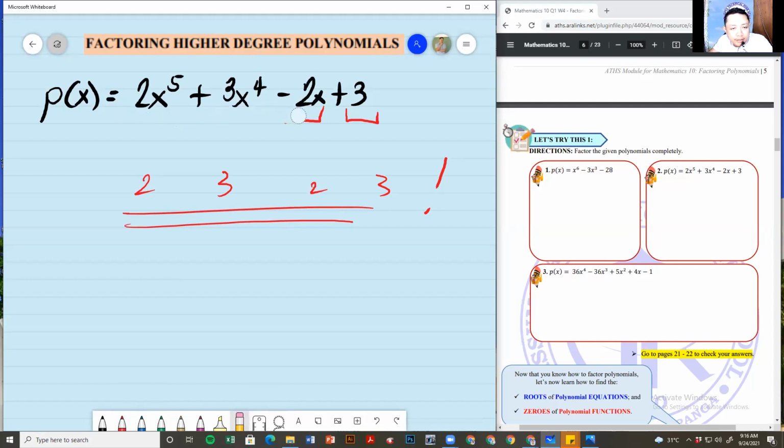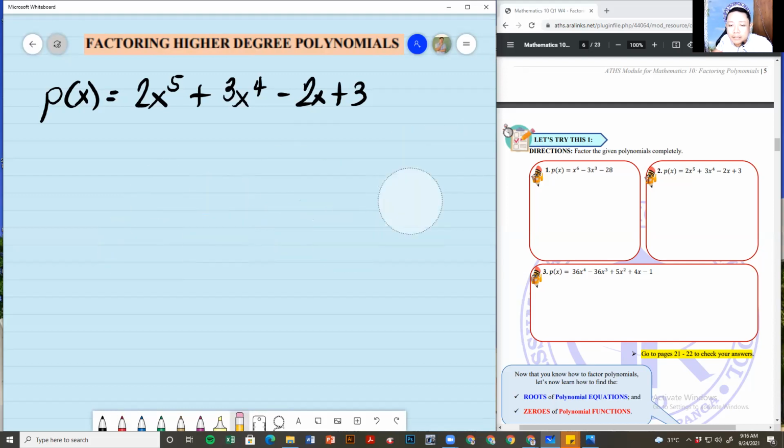Looking at our variables, do we have a common variable? X raised to 5, x raised to 4, x, and there's none. So therefore, there's also no common variable. So if that's the case, the common monomial factor is not for this yet, because we don't know when we move further. Now, pero sabi ko sa inyo kanina, please, I hope you observe 2, 3, 2, 3. There's a pattern. When there is a pattern, and it has 4 terms, pwede natin gamitin yung factoring by grouping.